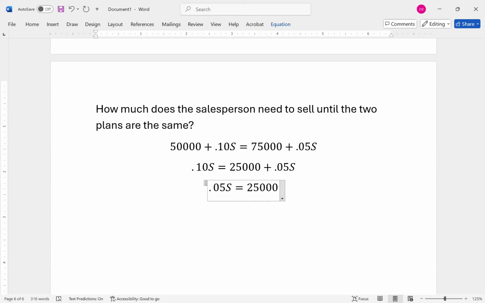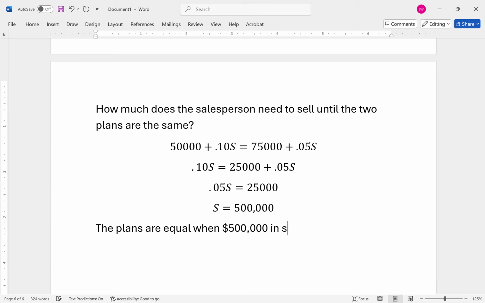When you do those two operations, you get 0.05s is equal to 25,000. Now divide both sides by 0.05. What you'll get is S is equal to 500,000. So the plans are equal when we have $500,000 in sales.